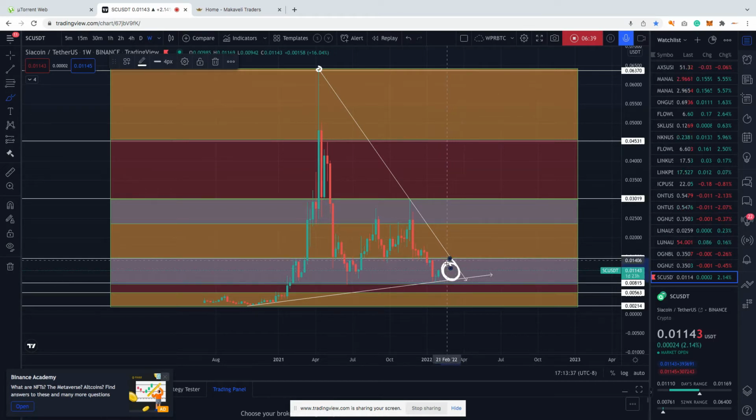So two things are possible. It either breaks to the upside or it breaks to the downside. One thing is going to happen. That is one thing about the triangle: it can break on any side. And the thing about the triangle is that it takes a minimum of 3 months.